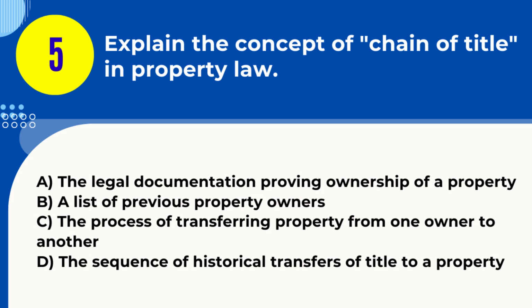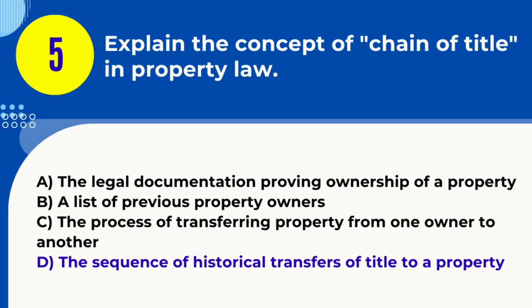A. The legal documentation proving ownership of a property. B. A list of previous property owners. C. The process of transferring property from one owner to another. D. The sequence of historical transfers of title to a property. Answer. D. The sequence of historical transfers of title to a property. Explanation. Chain of title refers to the chronological order of conveyancing of a property from the original owner to the present owner.